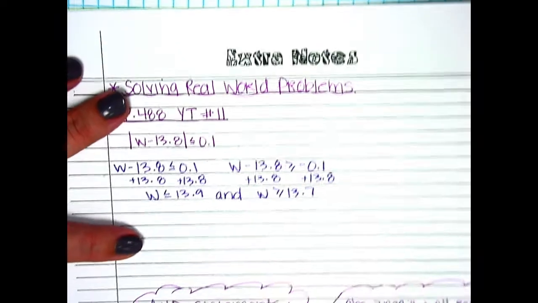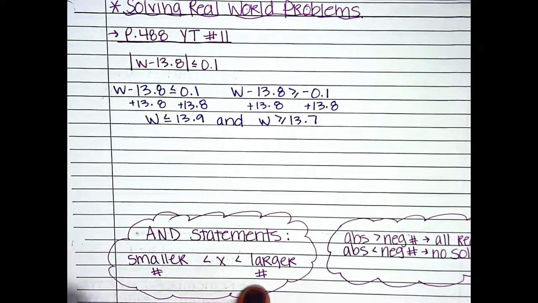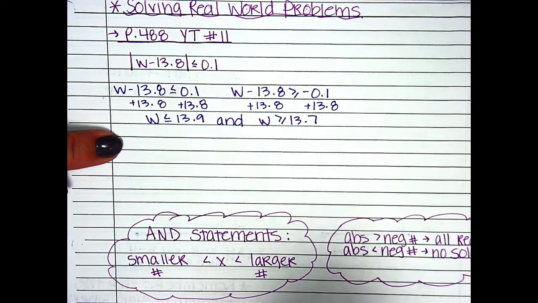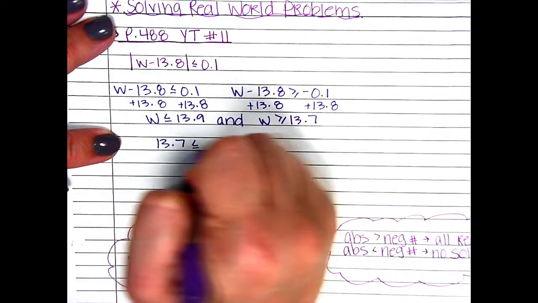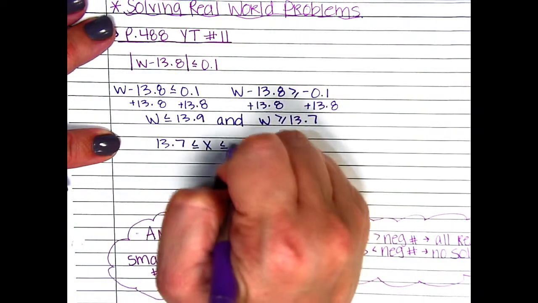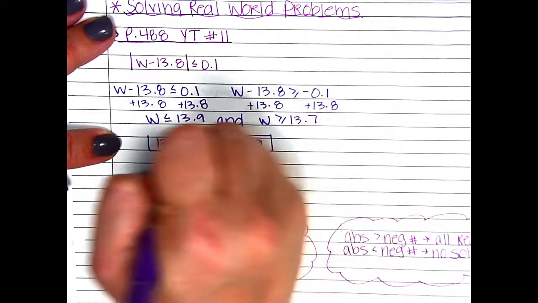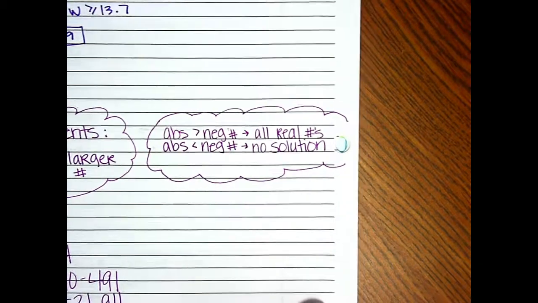If you recall from when we did linear, we write and statements doing smaller number is less than x is less than the larger number, which is the format we would like your answers written in. So I'm going to say that 13.7 is less than or equal to x is less than or equal to 13.9, and that's going to be my final answer.